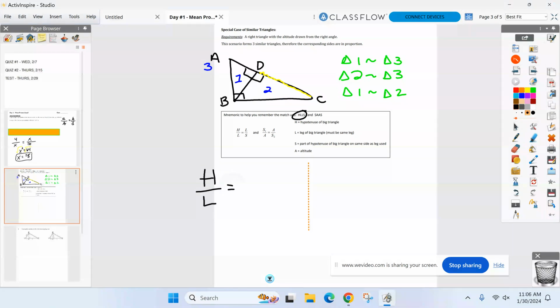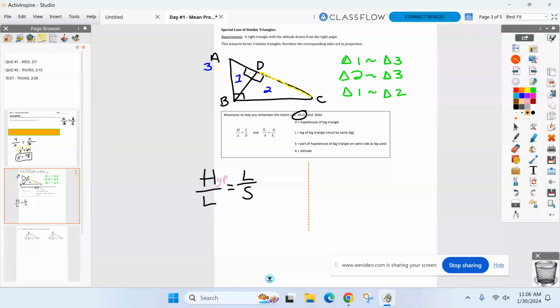HLLS forms a proportion that matches up the sides for you. What does each letter mean, and where's it located on my diagram? The H in HLLS is the hypotenuse of the original right triangle you drew.